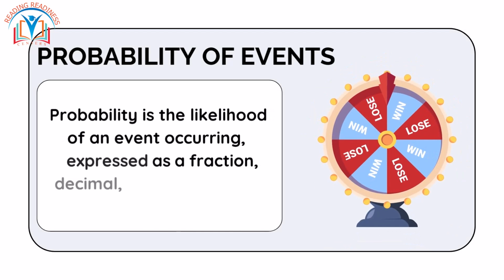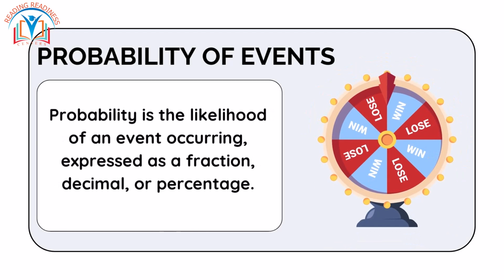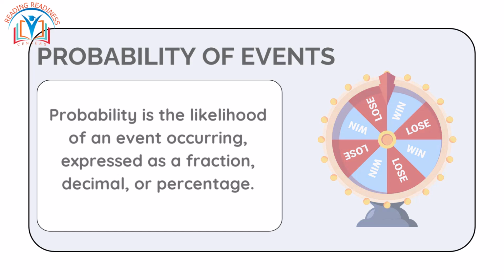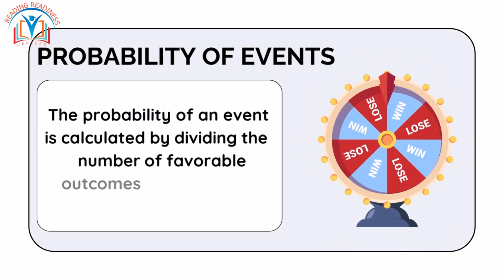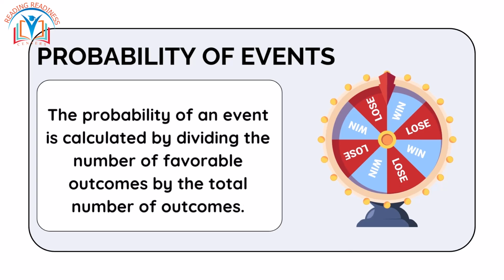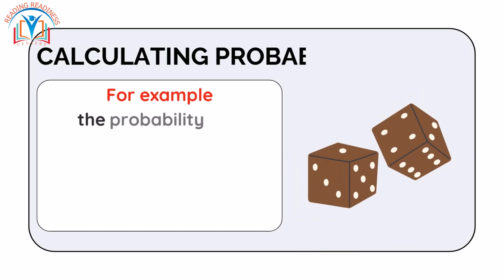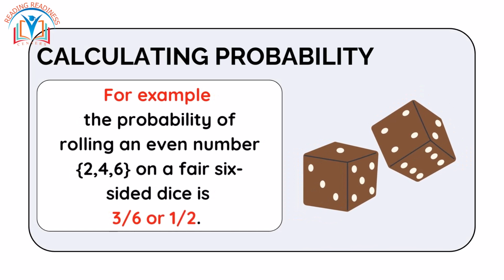Probability is the likelihood of an event occurring, expressed as a fraction, decimal, or percentage. The probability of an event is calculated by dividing the number of favorable outcomes by the total number of outcomes. For example, the probability of rolling an even number, 2, 4 and 6, on a fair six-sided dice is 3/6 or 1/2.